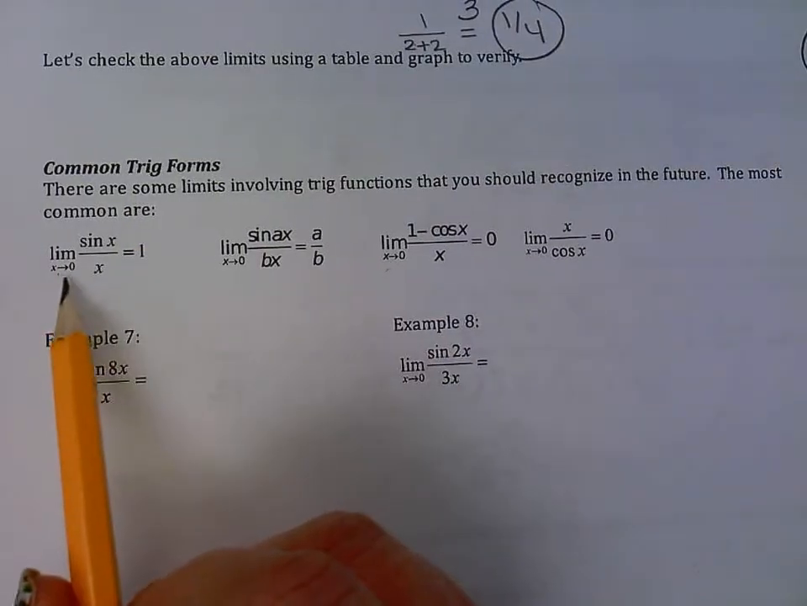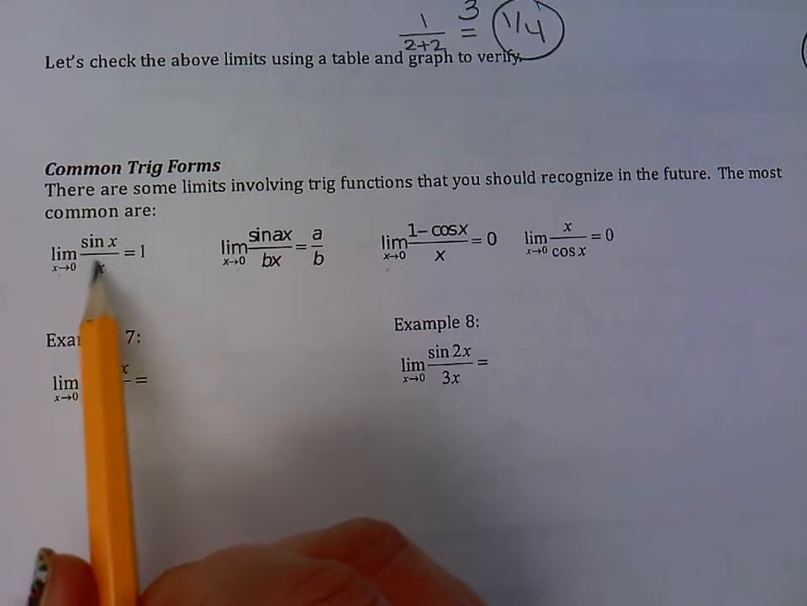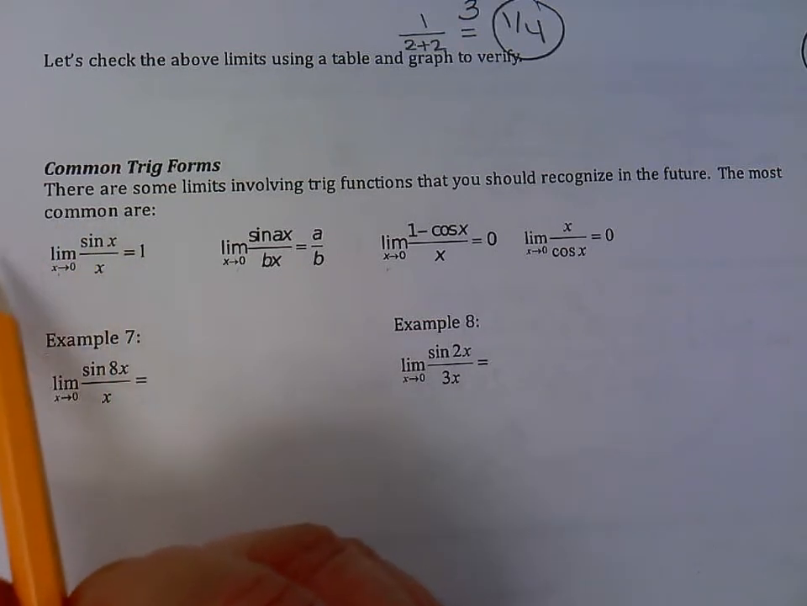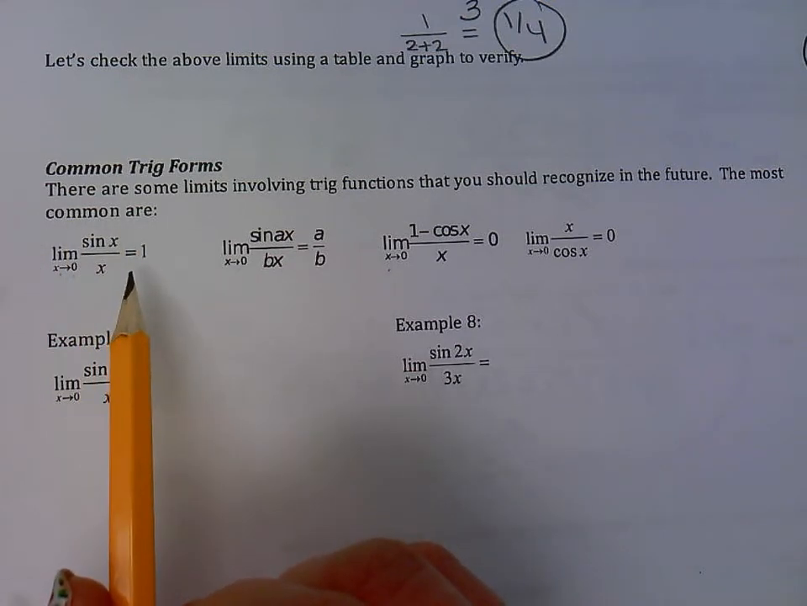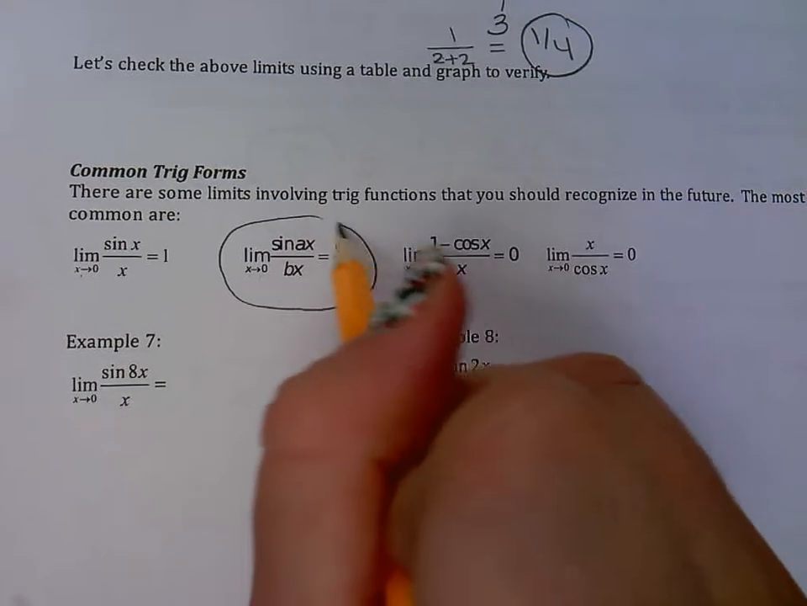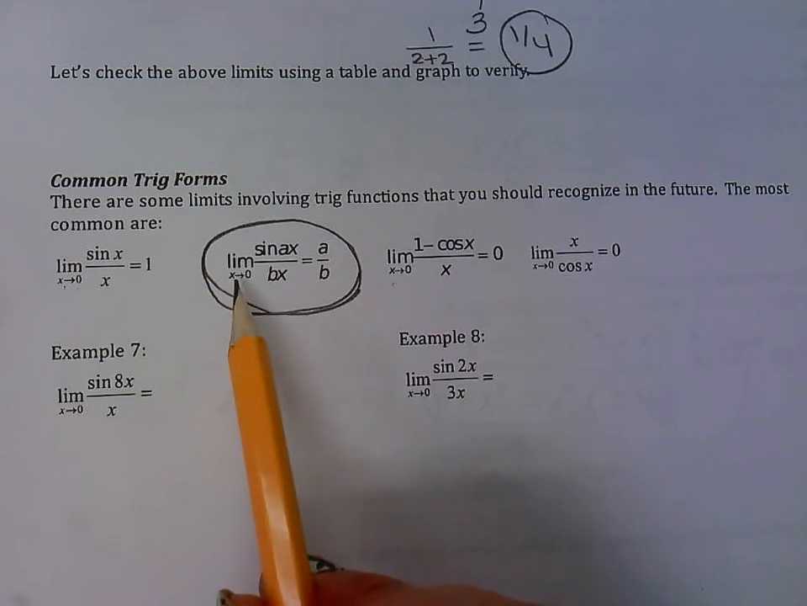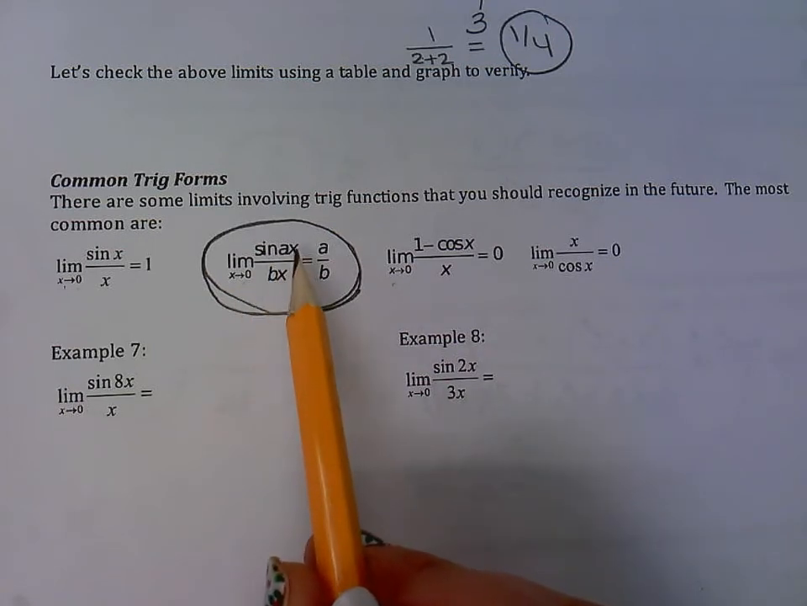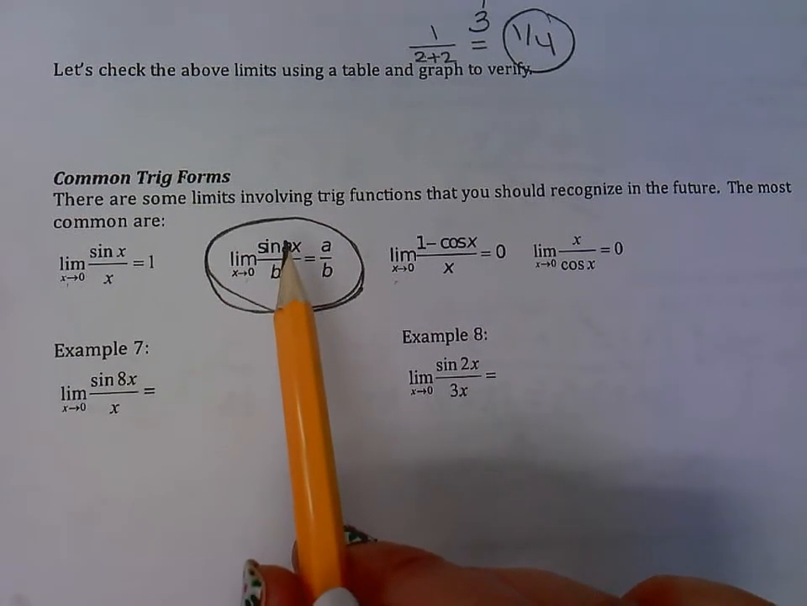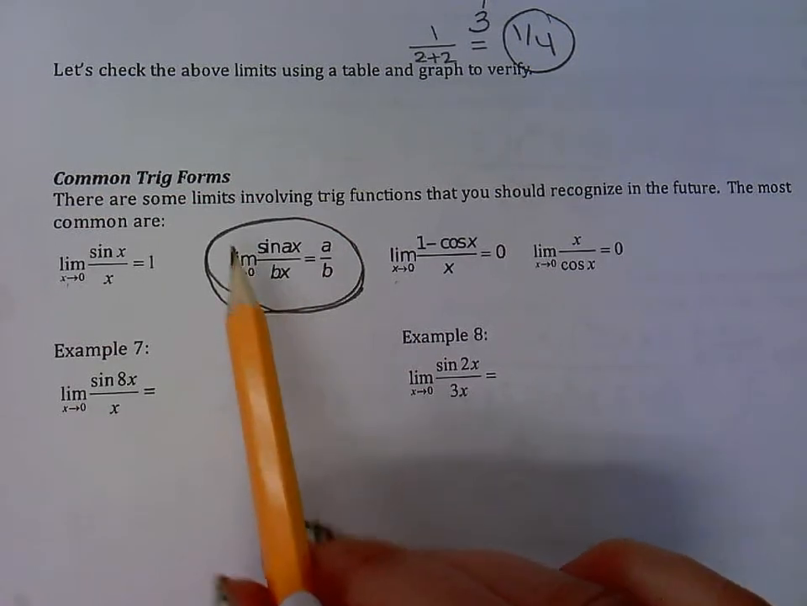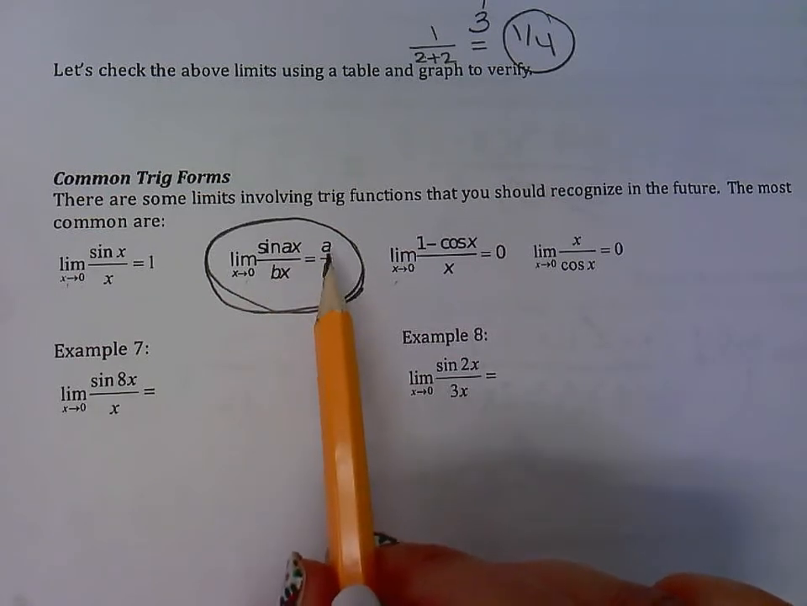Whenever you plug in 0, if you have the sine of x over x, it will always equal 1. Someone has figured out, looking at trig functions, that this is always true. This is the one that you need to know and memorize for our purposes. Whenever x is approaching 0, and it's the sine of ax over bx, remember from trig, a changes the period of the graph, and b would change the stretch or shrink of the graph, I guess. You can strip the coefficients and it'll always equal a over b.